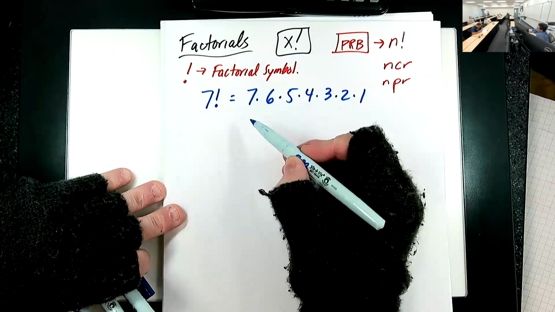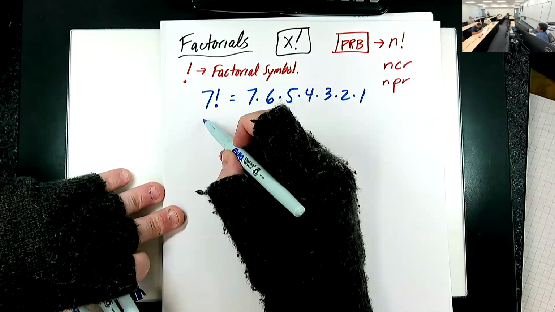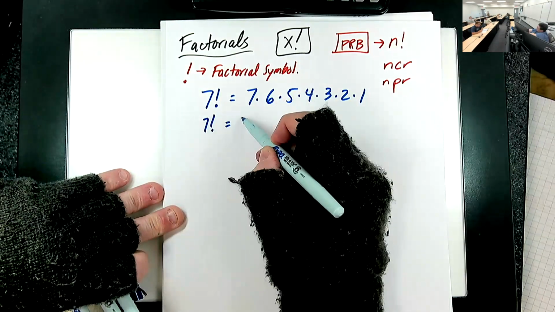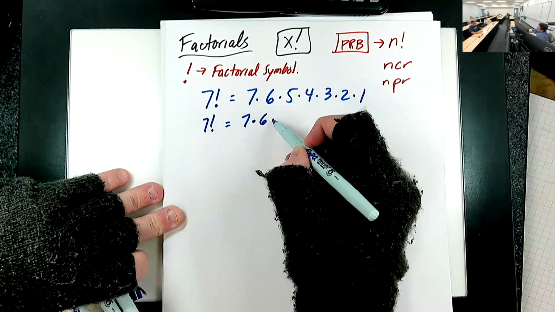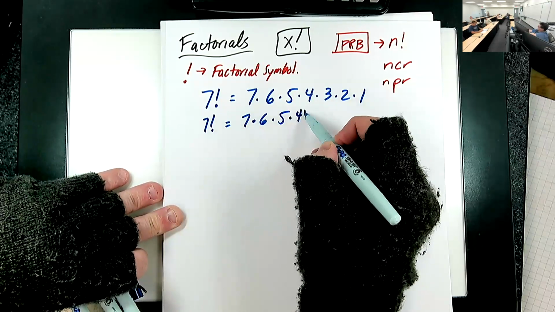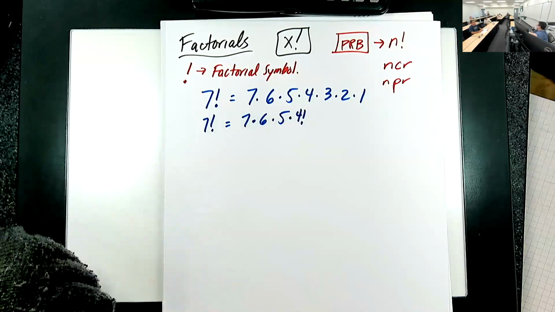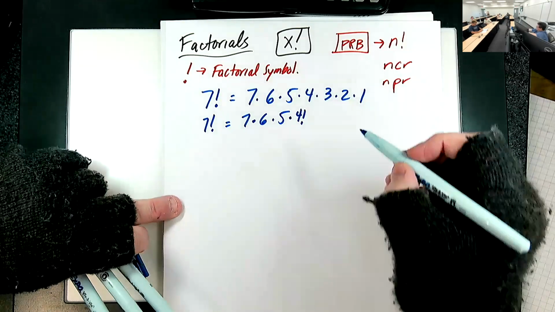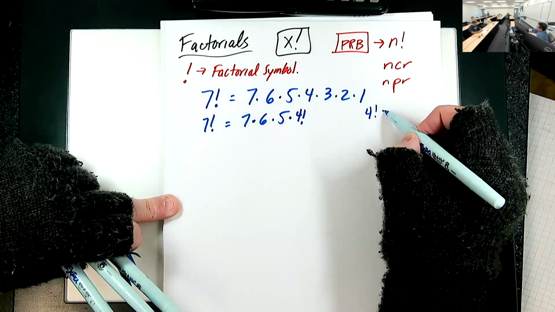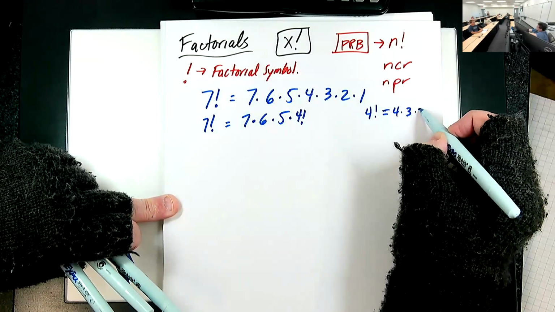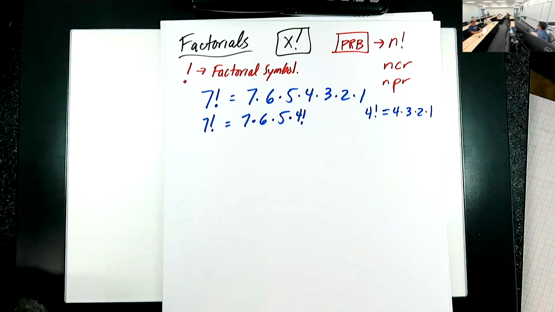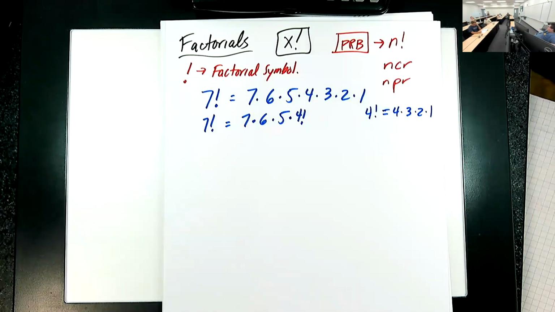There is a way to shorthand this a little bit, and we'll take advantage of that some. Like, I could write this as 7 times 6 times 5 times 4 factorial. Because 4 factorial is 4 times 3 times 2 times 1. So keep that in mind, because we're gonna take advantage of that, because I don't like using a calculator as often as possible. I avoid it as much as possible.